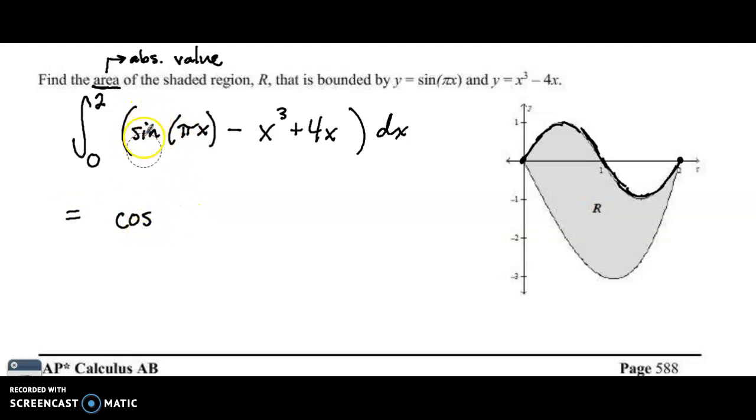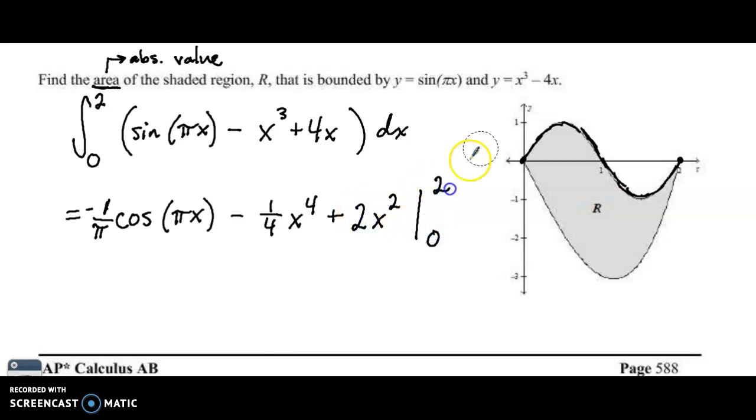The derivative of cosine is negative sine, so I need to make sure it's negative. You leave pi x alone, and I'm just thinking about the chain rule: you leave pi x alone, but then you take the derivative of pi x, which would be pi. So I need to go backwards, so I need to divide by pi. Now we're looking at 1/4 x to the 4th power plus x squared. Dividing by 2, or multiply by the reciprocal, and you get 2 there, from 0 to 2.